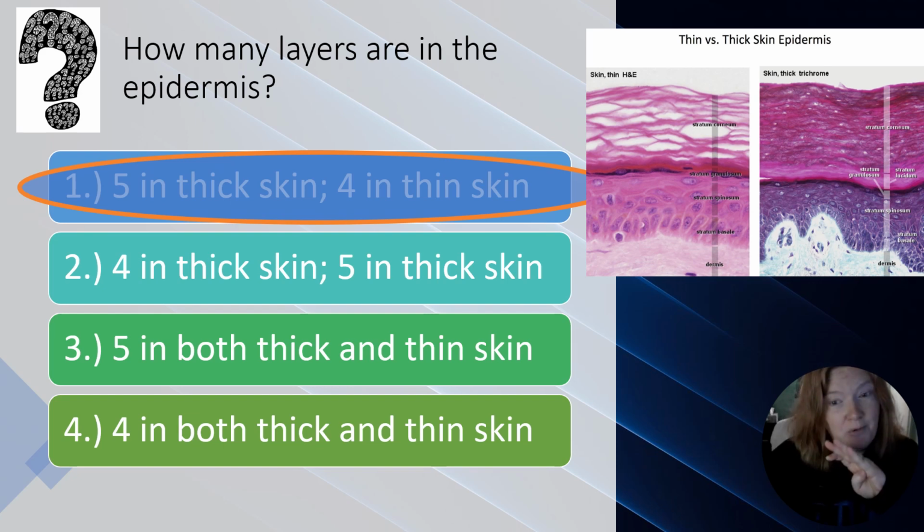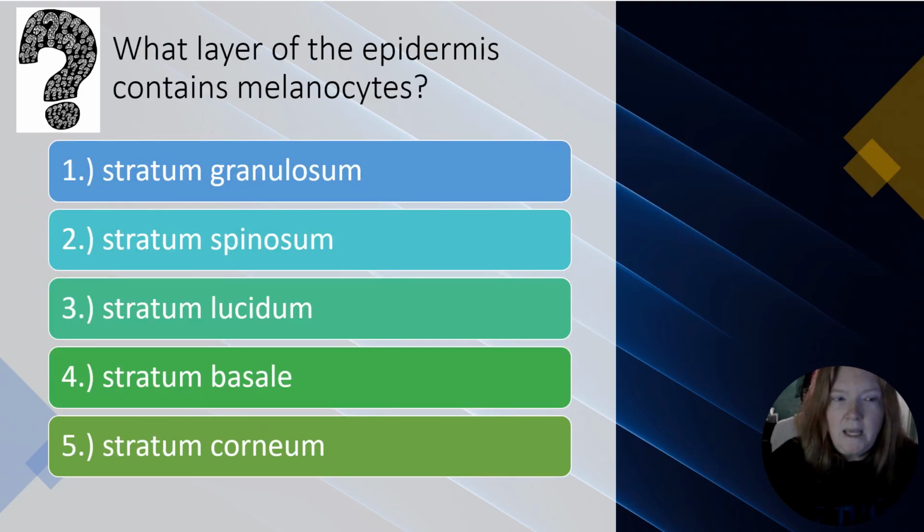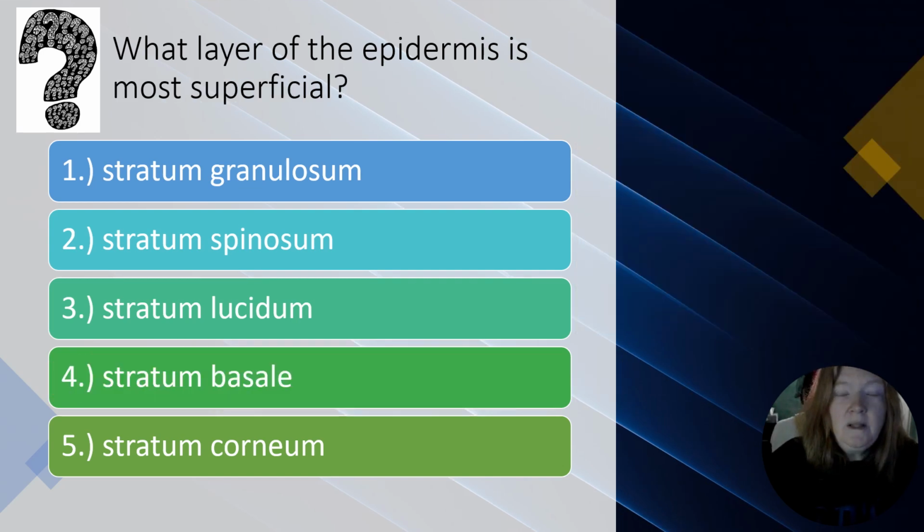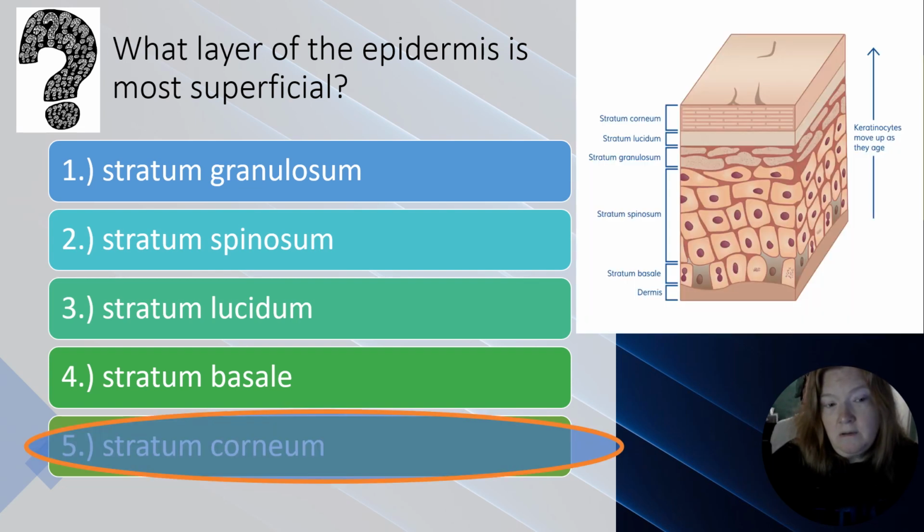5 in thick, 4 in thin. What layer of the epidermis contains melanocytes? Yeah, the basale. What layer of the epidermis is most superficial? Yeah, stratum corneum.